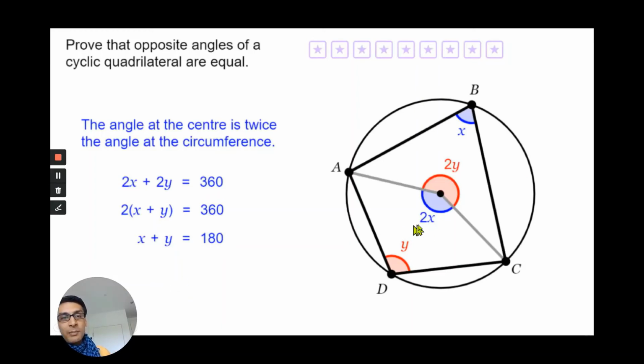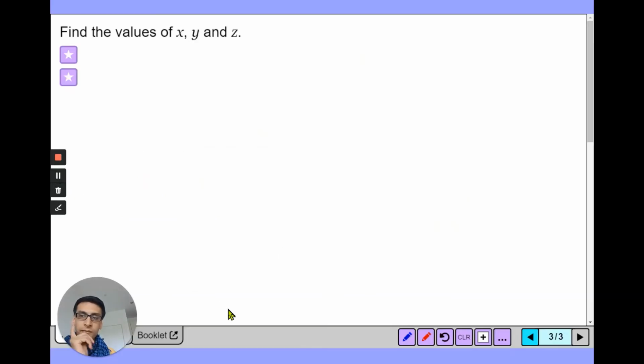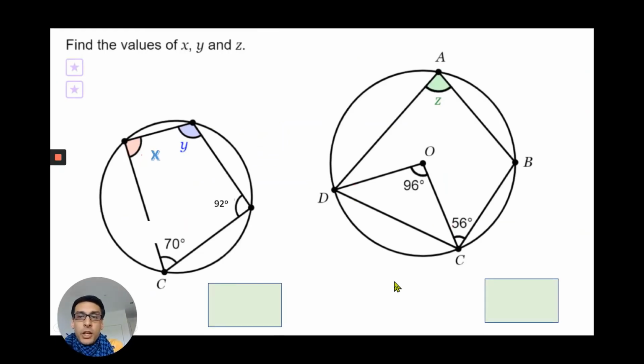Now, in a real exam paper, you may not get x and y labeled for you, so you have to be able to label x and y by yourself. So you'll just be given just a blank circle or potentially not even a circle. Okay, now I want you to pause the video and try to figure out the angles here. So you're going to work out X, we're going to work out Y, and you're going to work out Z. I will show you the answers in a few seconds, so pause now.